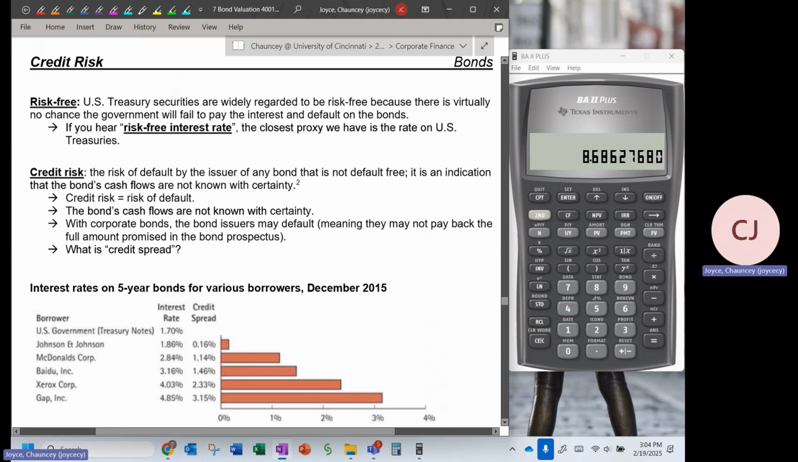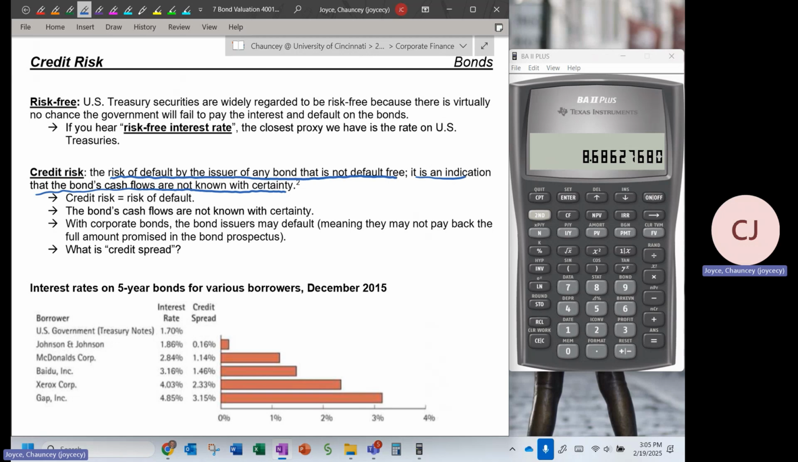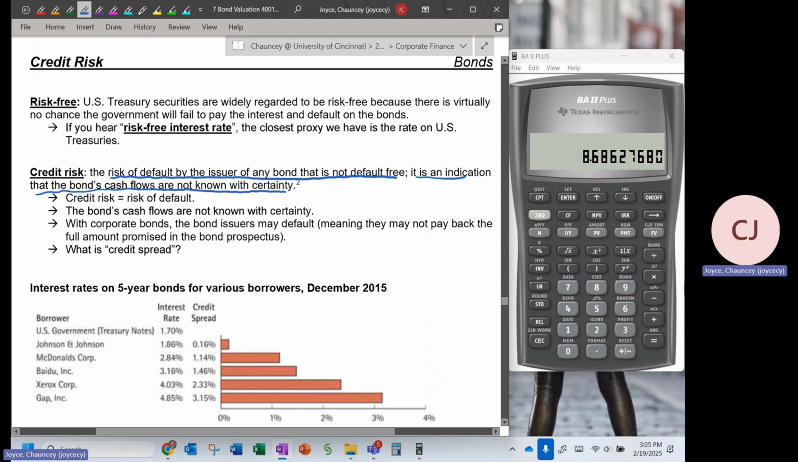So credit risk. Credit risk is the risk of default by the issuer of any bond that's not default free. It's an indication that the bond's cash flows are not known with complete certainty. So think of credit risk as a risk of default. We expect certain cash flows, but those cash flows we end up getting are not exactly known. They may not pay back. They may default, so they may not pay the full amount we get. So what is credit spread? Well, credit spread is the additional compensation you give to the investor for bearing the risk of the fact that it may not pay back. It may default.